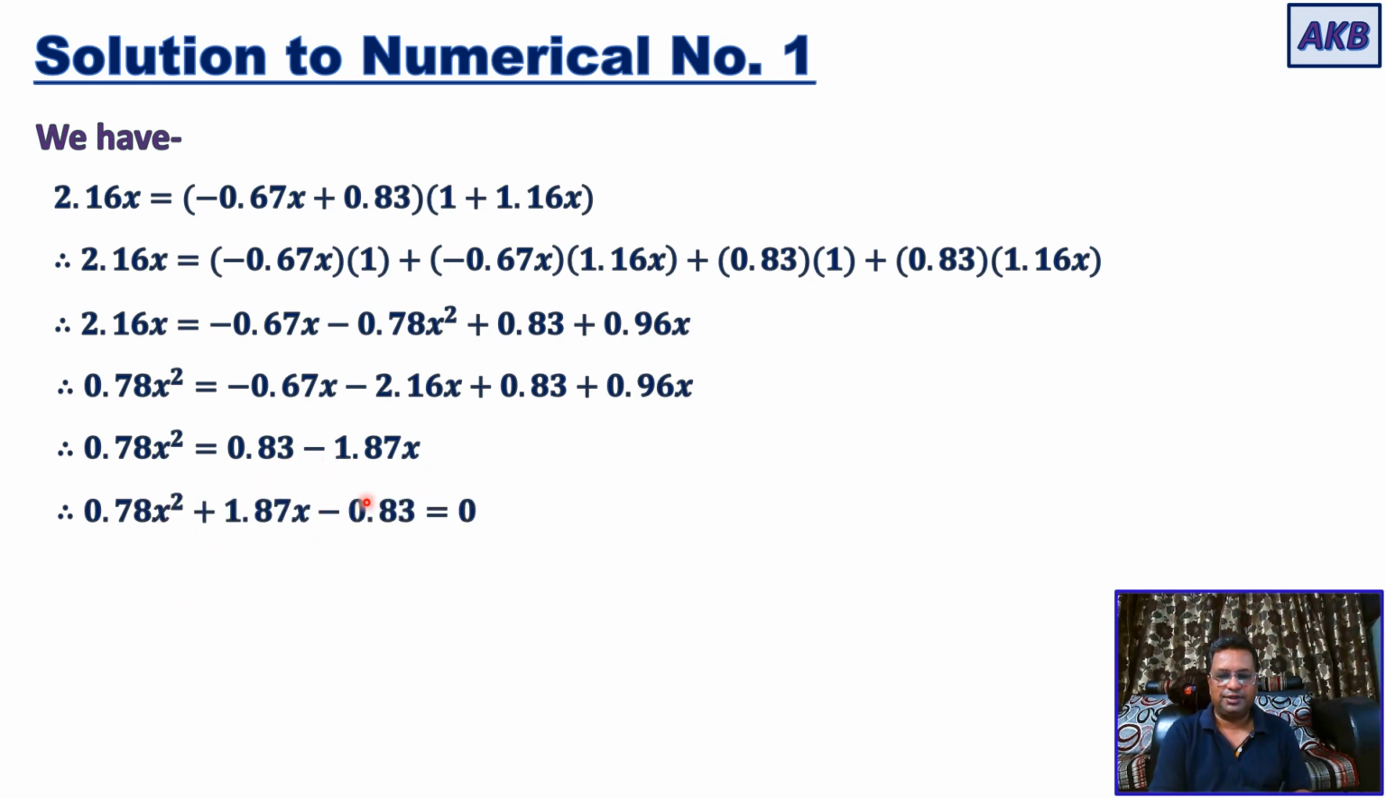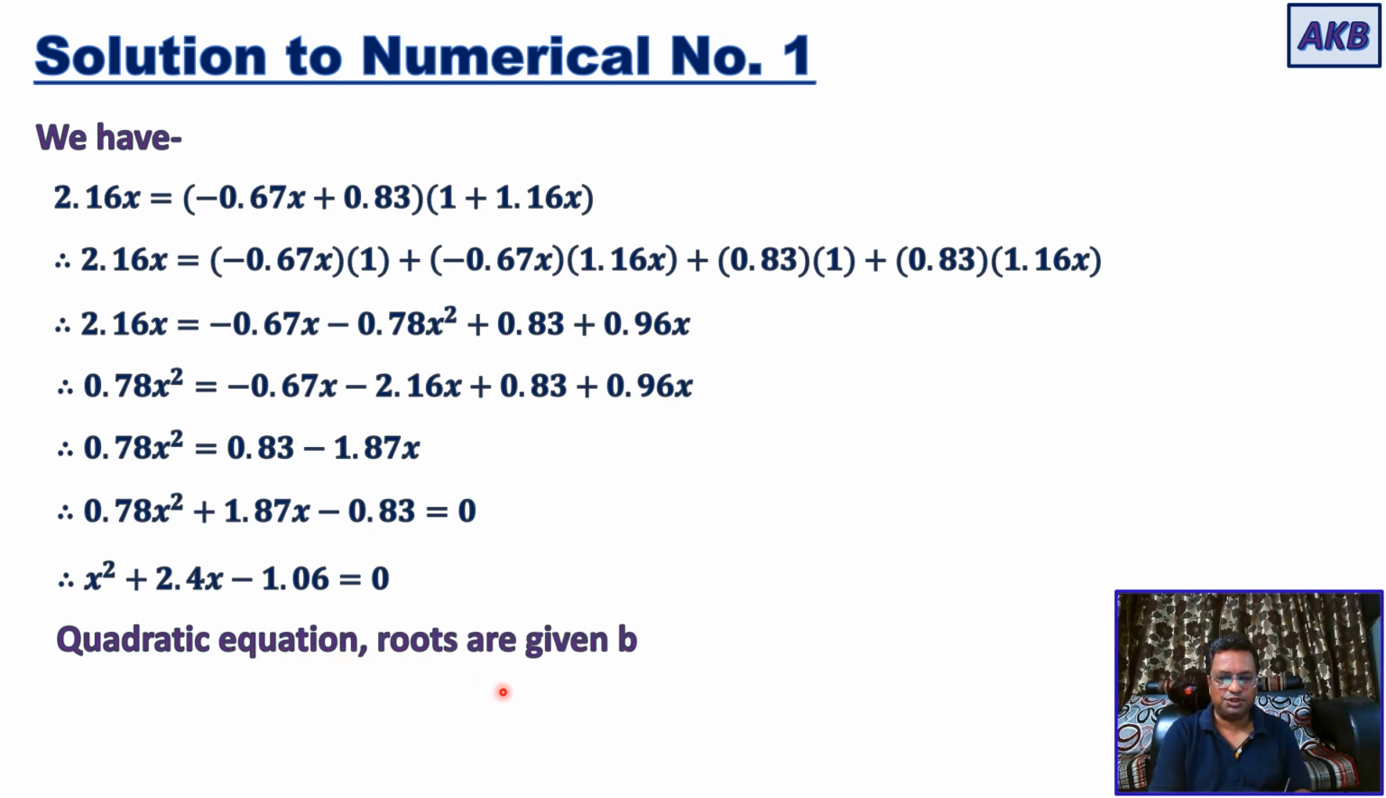So now I'll put it in the form of a quadratic equation. So 0.78x square plus 1.87x minus 0.83 is equal to 0. Then I'll make the coefficient of x square as 1. So for that I need to divide by 0.78. If I do it, it will be x square plus 2.4x, where 2.4 is 1.87 divided by 0.78, and 0.83 divided by 0.78 is 1.06. So you get this quadratic equation: x square plus 2.4x minus 1.06 is equal to 0.